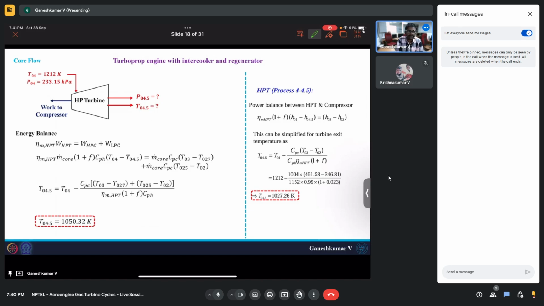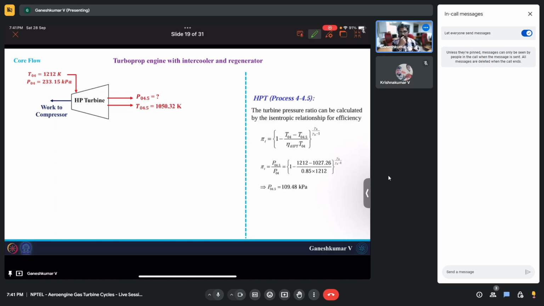But the only thing is, because of the intercooler, some of the energy is lost in the intercooler. So the amount of work required to compress that low energy air is going to be lesser, and because of that, the amount of work that needs to be extracted by the HP turbine is lesser. And if the work to be extracted from the HP turbine is lesser, the exit temperature and pressure are going to be a little higher. So that's what you see here. T04.5 is higher than the T04.5 we got in the lectures, which was around 1027. Here we are getting some 25 Kelvin rise.